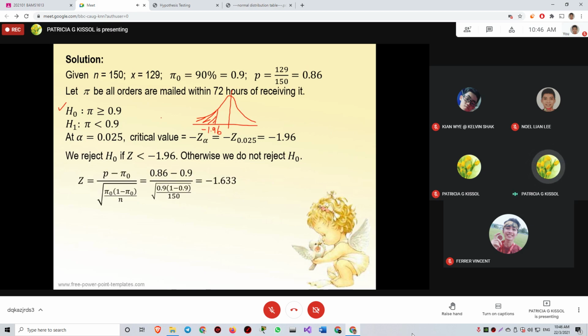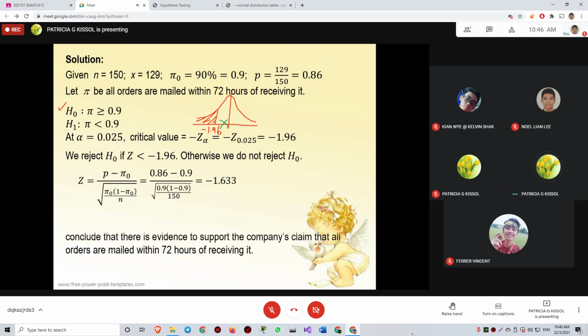And when you do the test statistic, you get somewhere here, negative 1.633, which is in the non-rejection area. So therefore, we do not reject the null hypothesis at alpha equals 0.025 and conclude there is evidence to support the company's claim that the orders are mailed within 72 hours of receiving them. Is that clear, class?